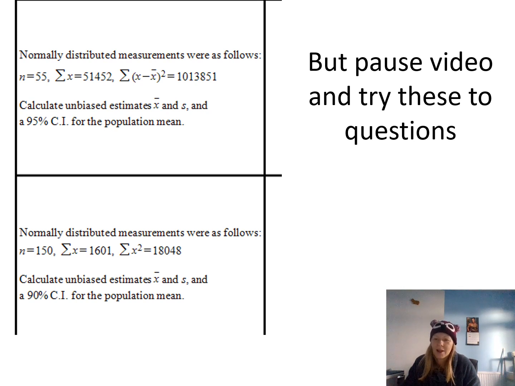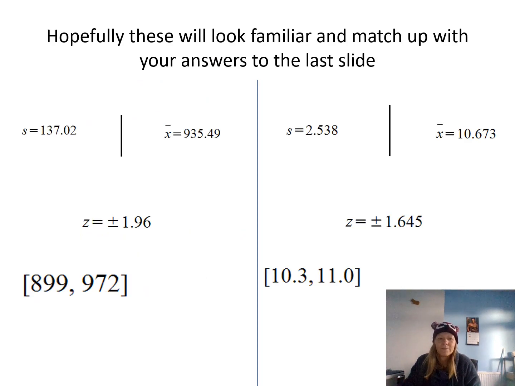Okay, so you're on pause now. Here come the answers. Hopefully these will look familiar. On that first question, the S was the sample mean, that was the Z you were using, and that's the interval it came out with. Second one, that was the S, that was the X bar, that's the Z you should have been using, and that's the interval you would have got. Super.